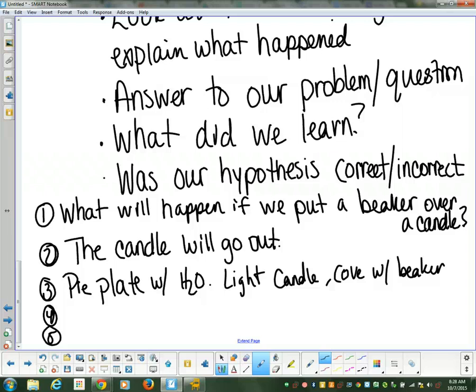All right, while we were doing that experiment, we were doing the 4th step. What was that 4th step? Yep. Collect data. All right, and what data did we collect as we were doing it? Yep, that the candle would go out because of the lack of oxygen. The candle went out, and something else happened. Yep, go ahead. The water started to rise.